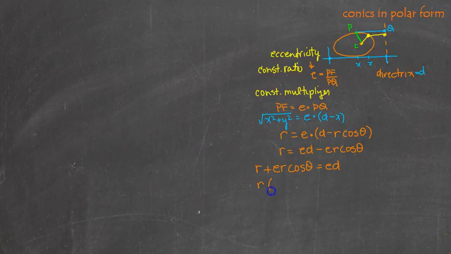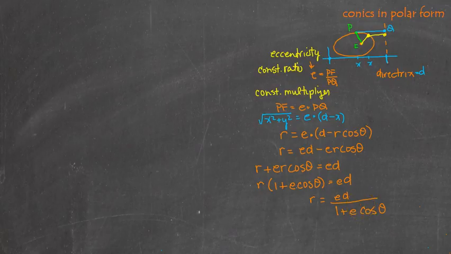So R times (1 plus E cos theta) equals ED. Now I'm going to divide by 1 plus E cos theta. So R equals ED over 1 plus E cosine theta. For a horizontal major axis, this would be the formula I would work with.